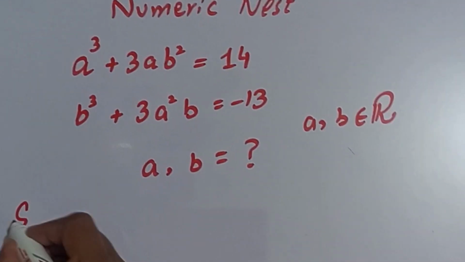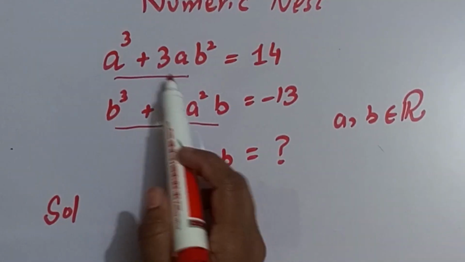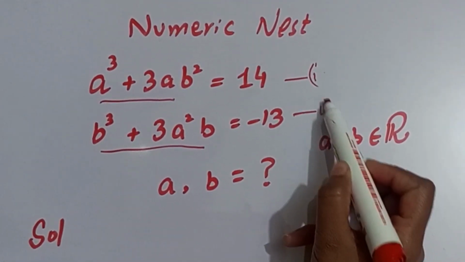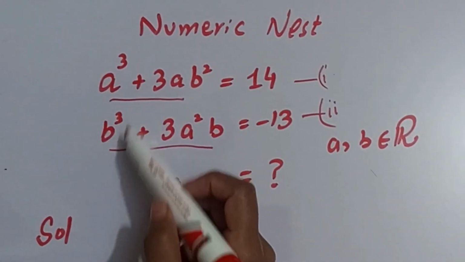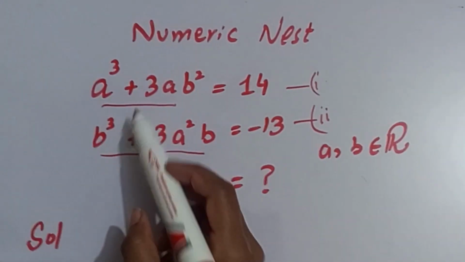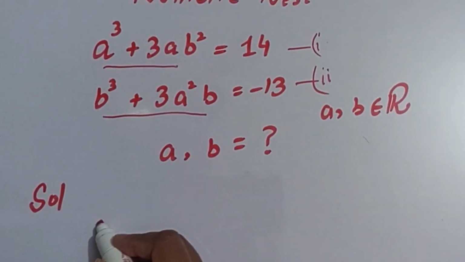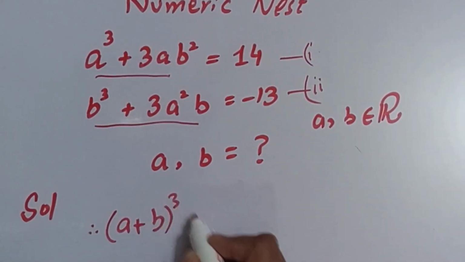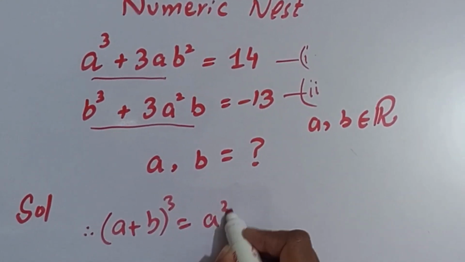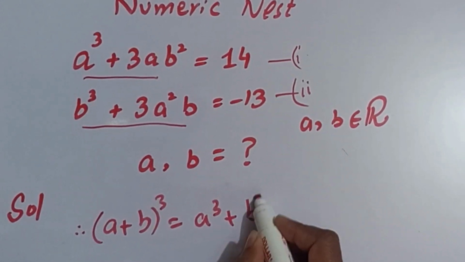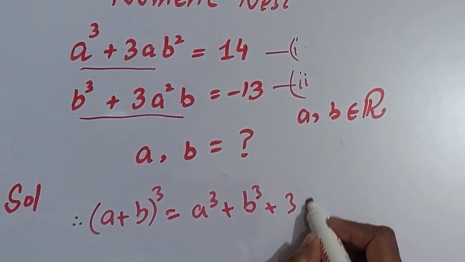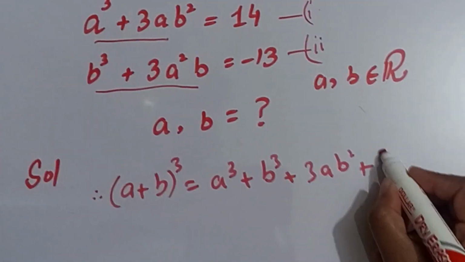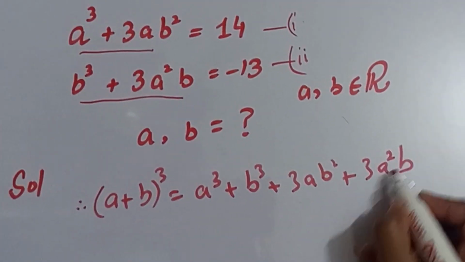So let's start. Focus on this equation. We call this equation 1, and this is our second equation. If we add these two equations, then we get this identity, which is, we know that (a plus b) whole cube is equal to a cube plus b cube plus 3 times a b square plus 3 times a square b.